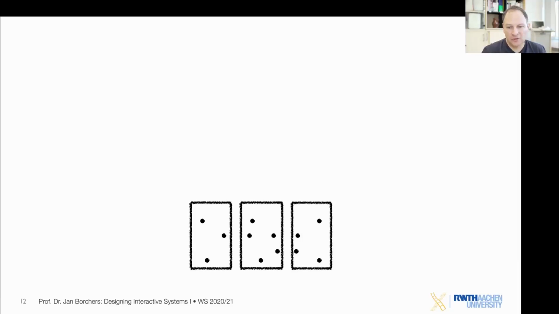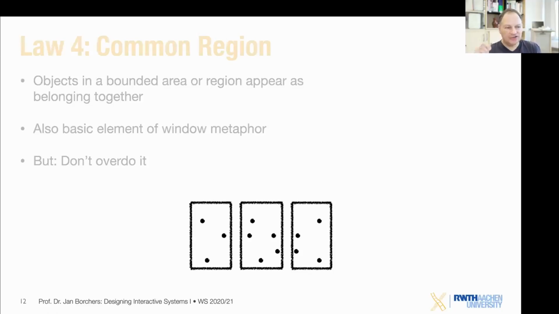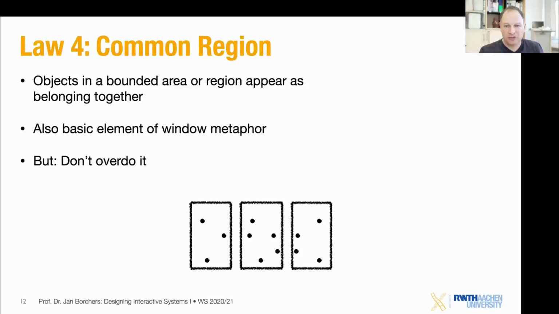It's a law of common region. Anything that is inside a bounded area, so inside a closed shape, or actually inside a region that is colored with a uniform color, also appears as belonging together. This is also, of course, a basic element of the whole window metaphor that we use on desktops every day, and on mobile interfaces just as well.